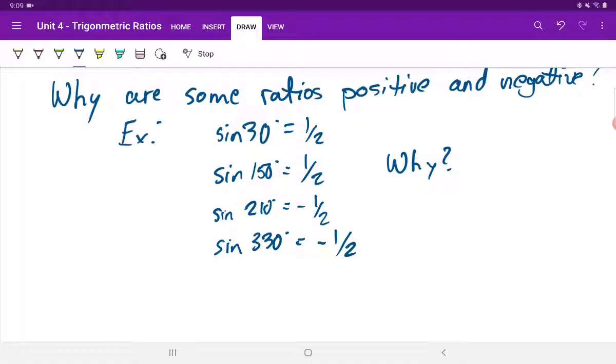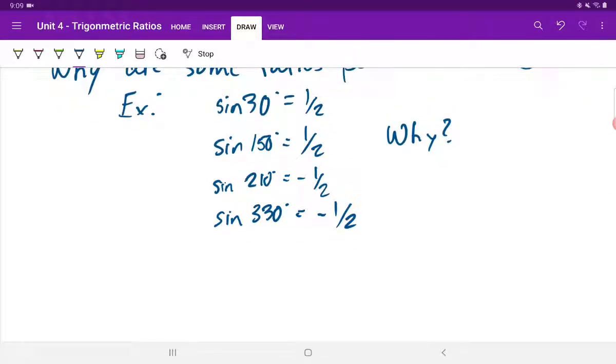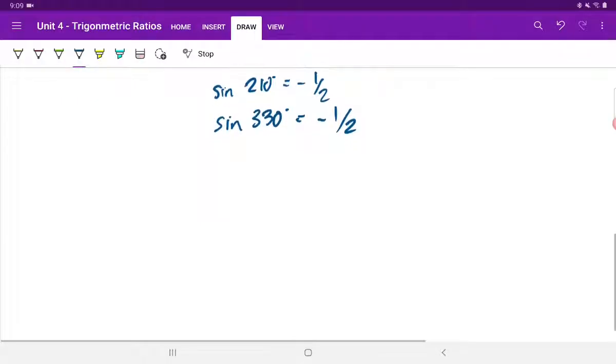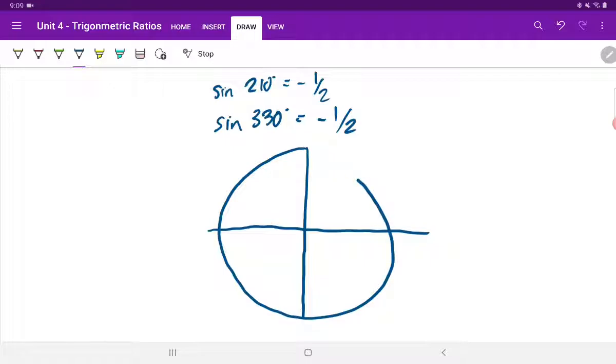And this is what the lesson today is all about. It's about angles from 0 to 360, finding the trig ratios for any of the angles within 0 to 360. And so let's dive in and analyze why this could happen. So let's just say I have a circle on a Cartesian plane.